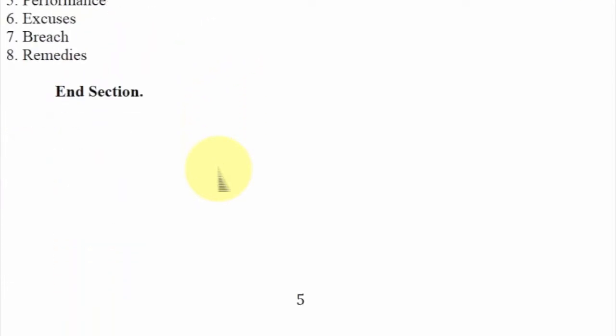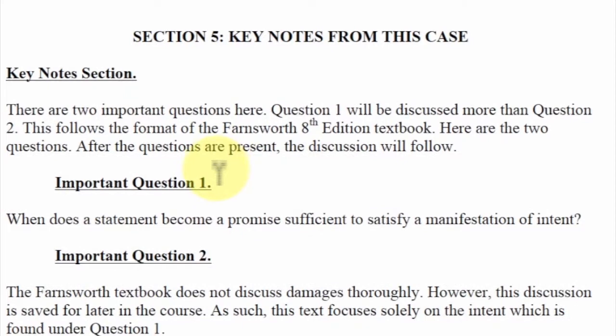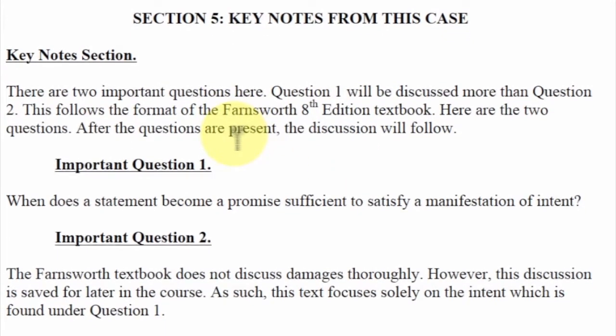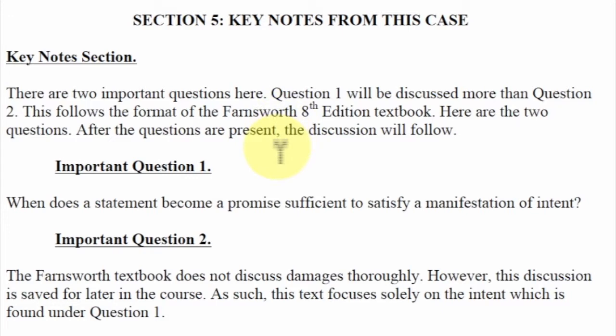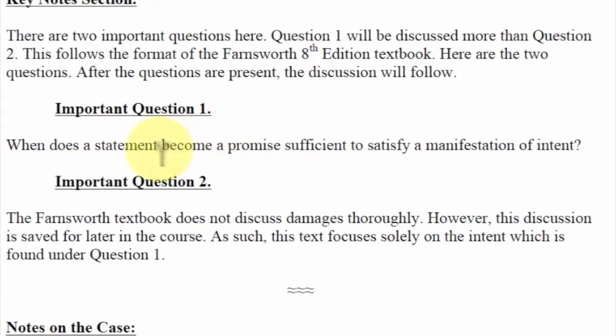Let's move on. Key notes from this case. We are going to base this edition of this particular book on the Farnsworth Edition textbook, which many schools do have, and if that changes, then we'll go ahead and make a change as well. An important question that this case deals with: when does a statement become a promise sufficient to satisfy a manifestation of intent? That translates to this: when do words become legally binding? That's another way of looking at it.